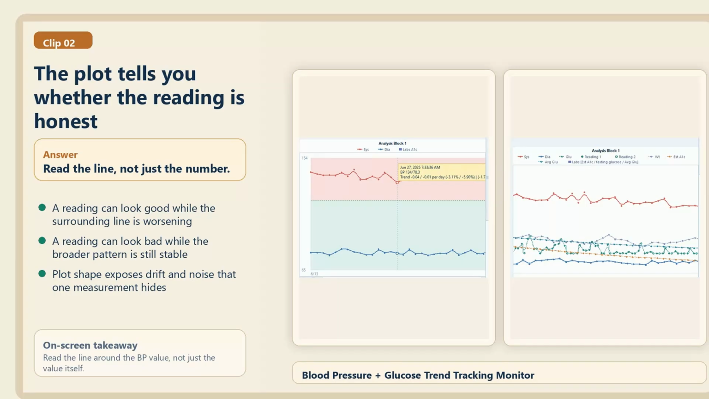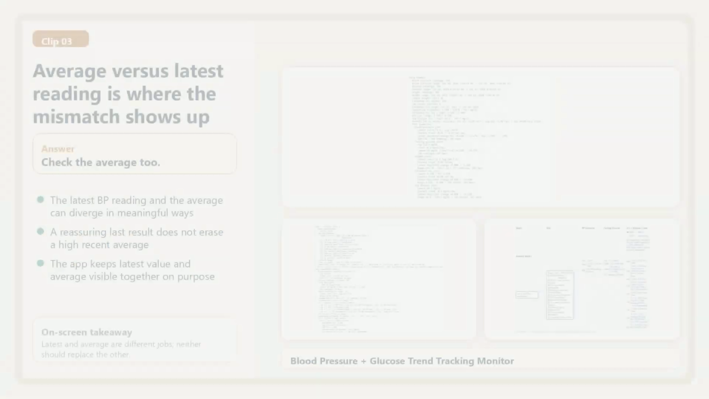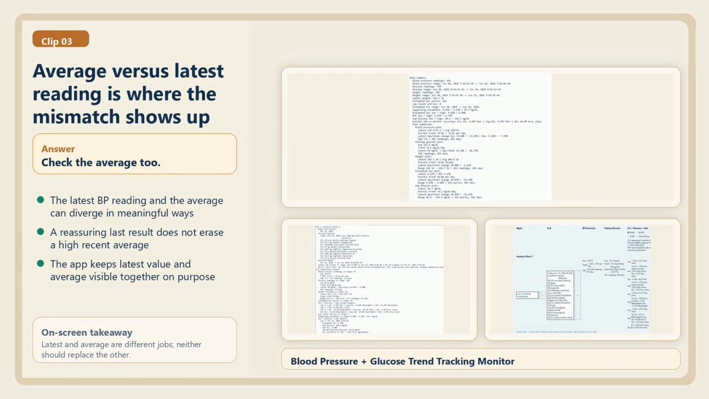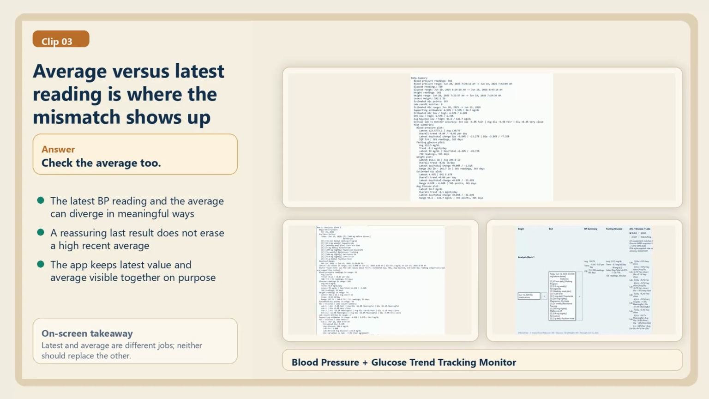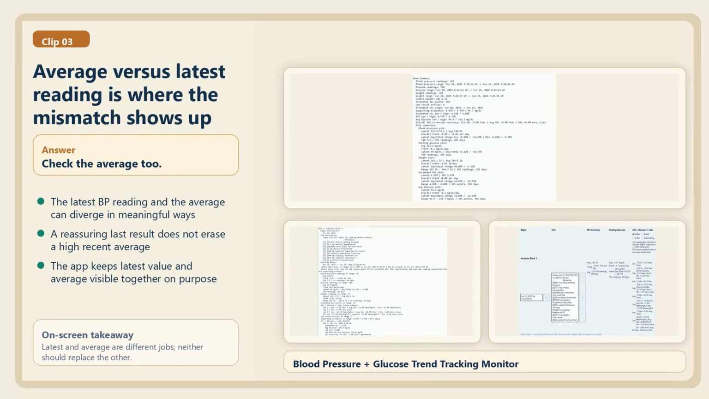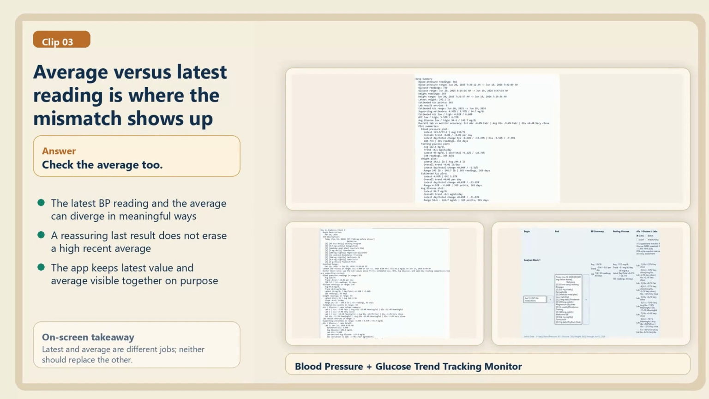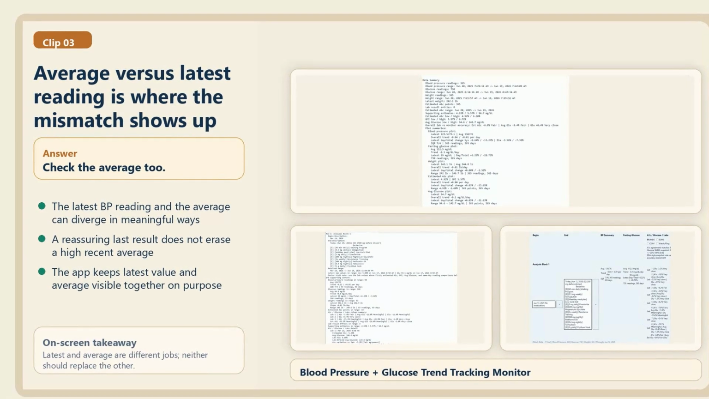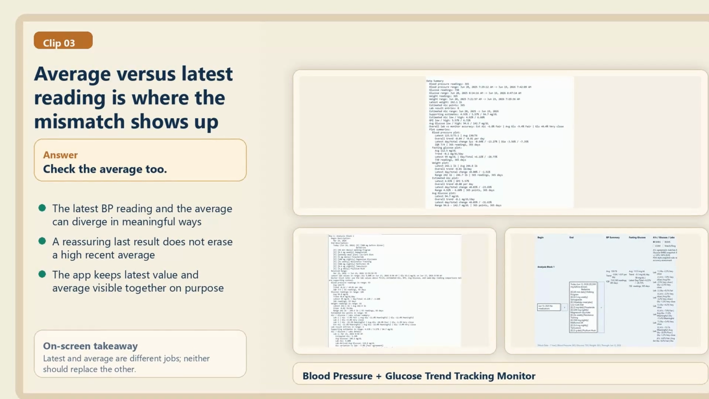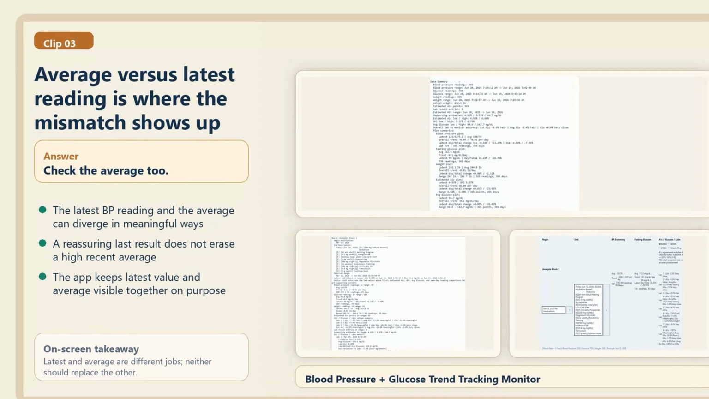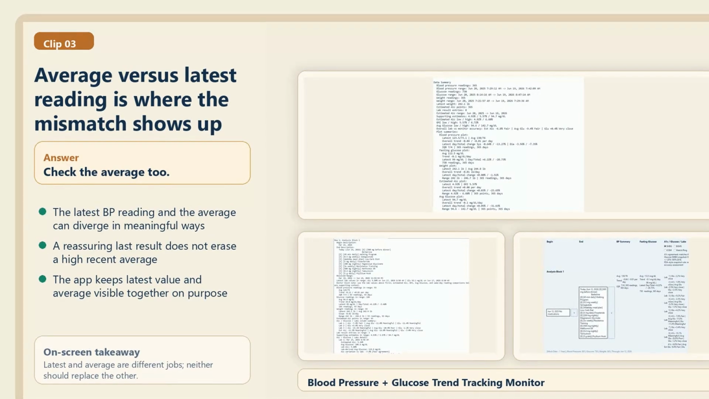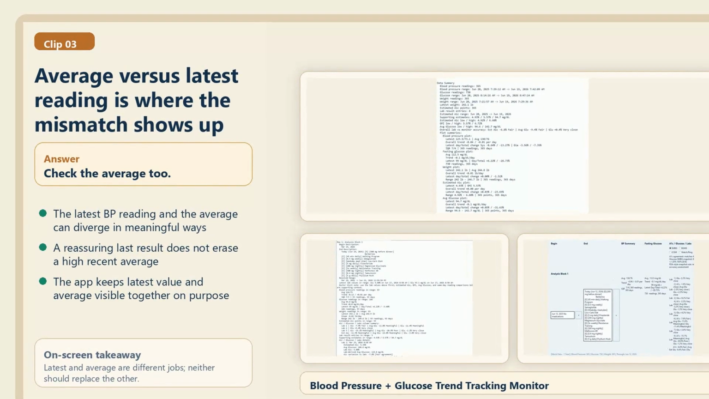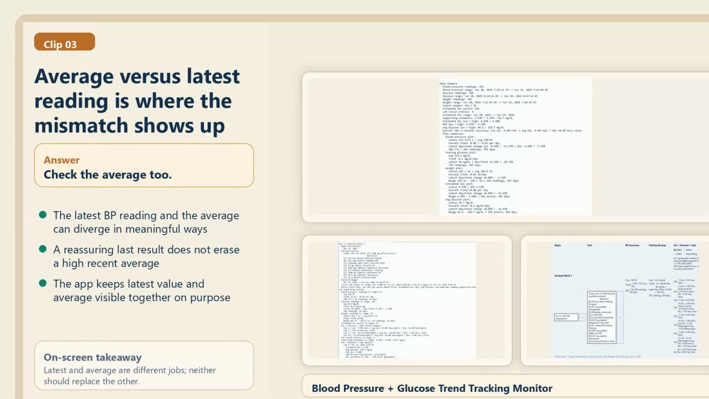Average versus latest reading is where the mismatch shows up. The summary view helps expose another common trap, trusting the latest reading more than the actual average. The latest systolic and diastolic values may look better than the recent average, or worse than it, depending on the day. The app keeps both on screen at once. That is useful because your average and your latest reading answer different questions. One tells you where the broader record has been landing. The other tells you what happened most recently. If those two are far apart, you should notice the mismatch before drawing a conclusion.